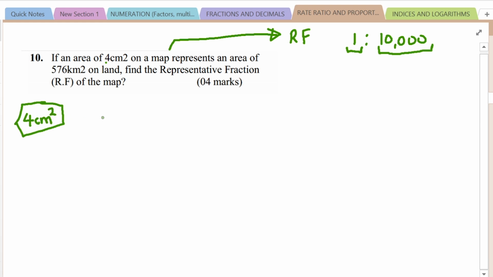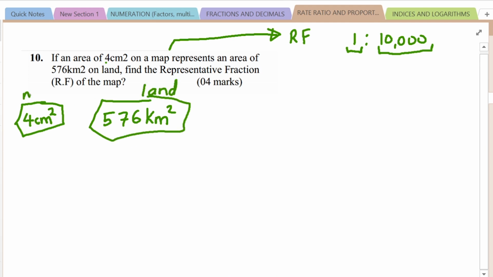It is representing an area of 576, and this is in kilometers squared on the land. This is on the land, this is on the map. So they want us to find the representative fraction. So we shall begin by saying that 4 centimeters squared is representing 576 kilometers squared. Now take note that here we are looking at area, okay?